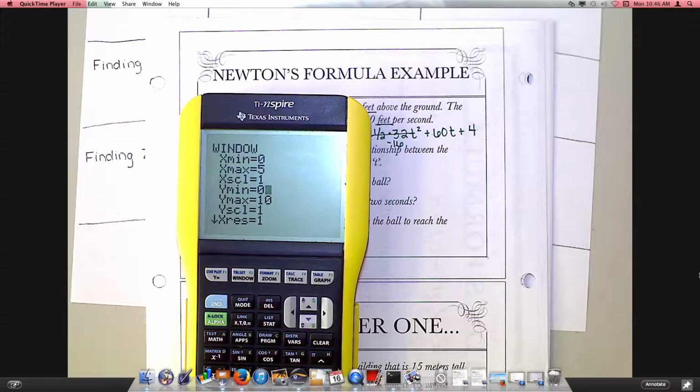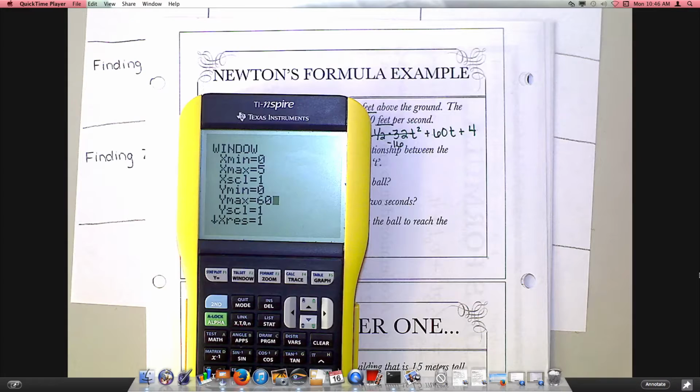Now y max is a little bit trickier to pick, because you have to say, how high do I need to see my graph? How high do you think this might go? Take a guess. 60. This is probably the hardest part for people, figuring out what to set your window at, because there's no set rule. So I'm going to make my y max 60 and we'll see what happens.